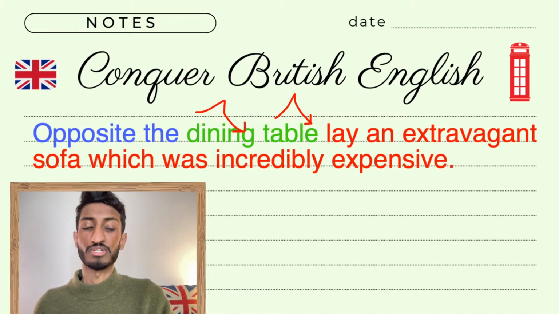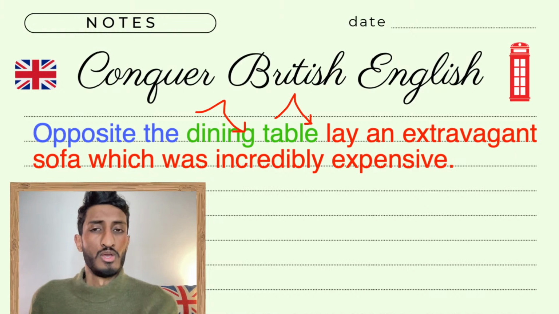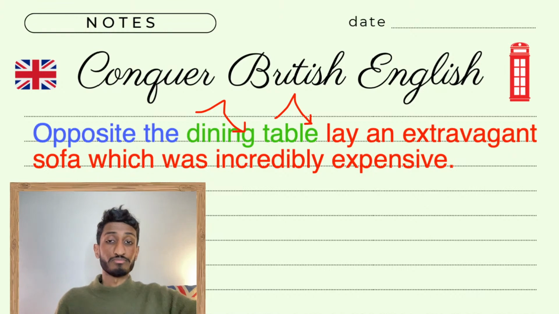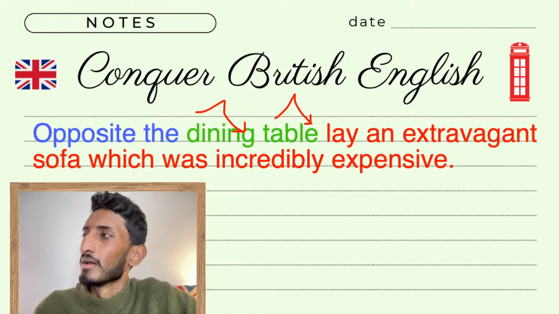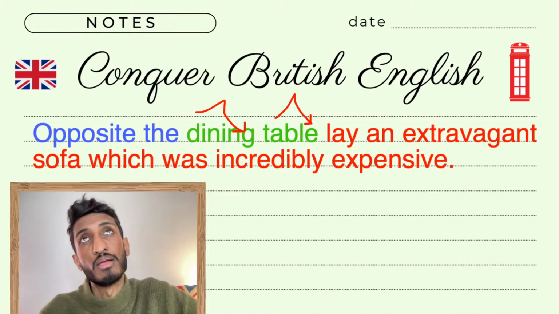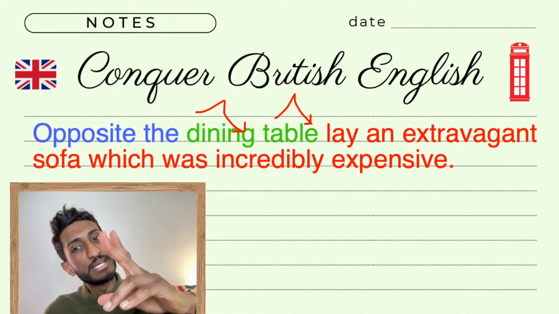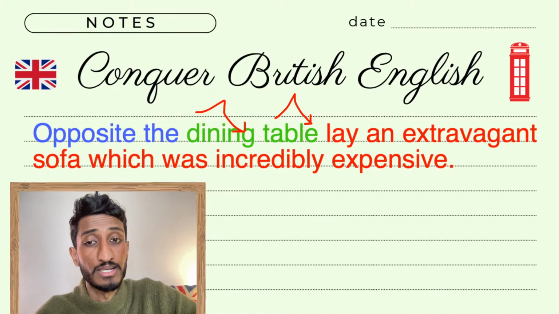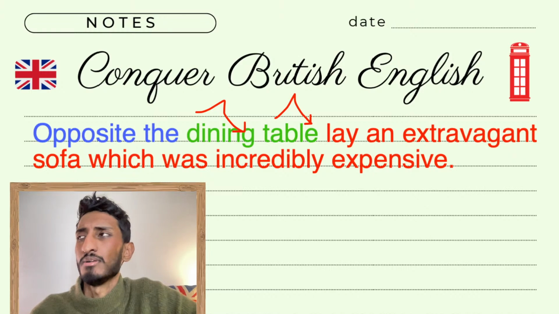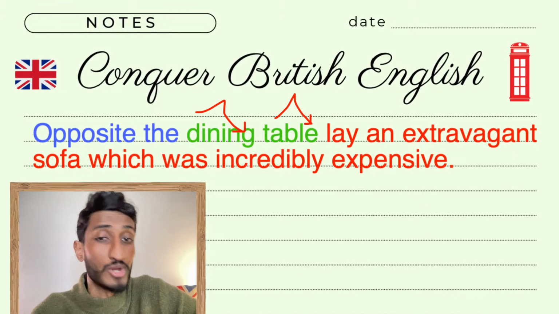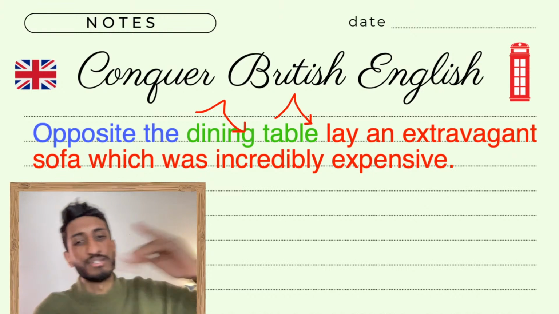Let me read it out for you in the British accent now, and you can kind of hear the difference. So opposite the dining table. Opposite the dining table. Dining table. Dining. So I guess it does follow similar intonation patterns, but it's not as extreme. So opposite the dining table, lay an extravagant sofa, which was incredibly expensive. So it's flatter.